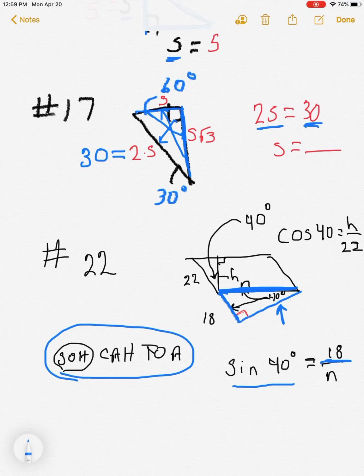By the same token, you can calculate that the angle in this corner is 40 degrees, and then use the cosine function to find h, the height of the parallelogram. The cosine of 40 is the adjacent side h divided by the hypotenuse 22. And once I know h, using that trig function, I will be able to find the area of the parallelogram, which is h times the base that I solve for when I solve for n.